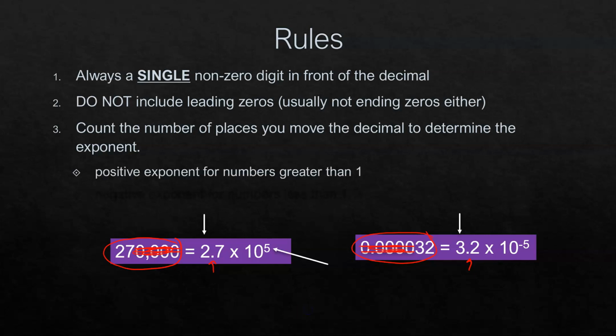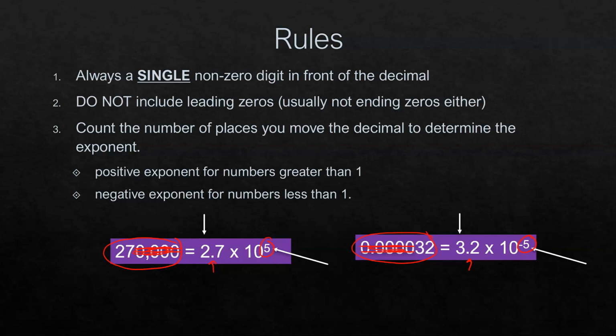All right. So if it's a number that's greater than one, our exponent is going to be positive, right? If it's a number less than one, our exponent will be negative, right? And the exponent is determined by whether it's a 5 or a negative 5, for example. That's determined by how many places you had to move the decimal.